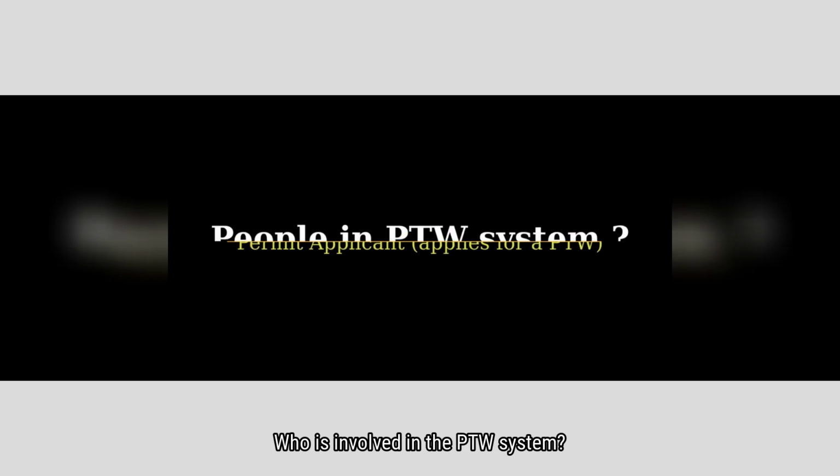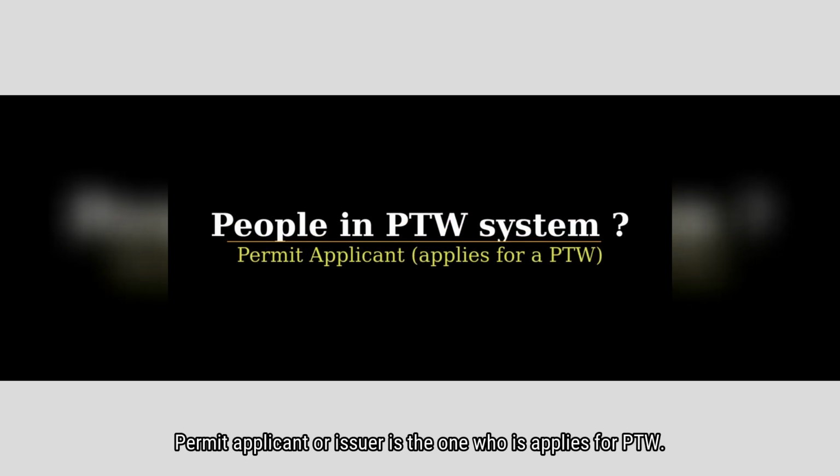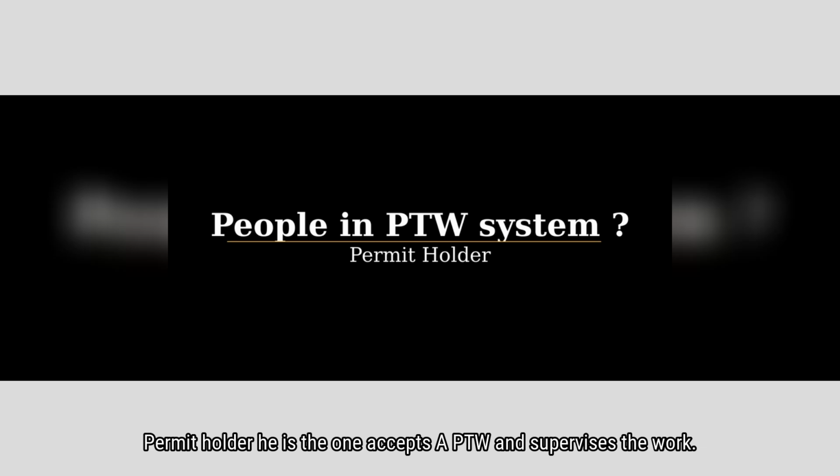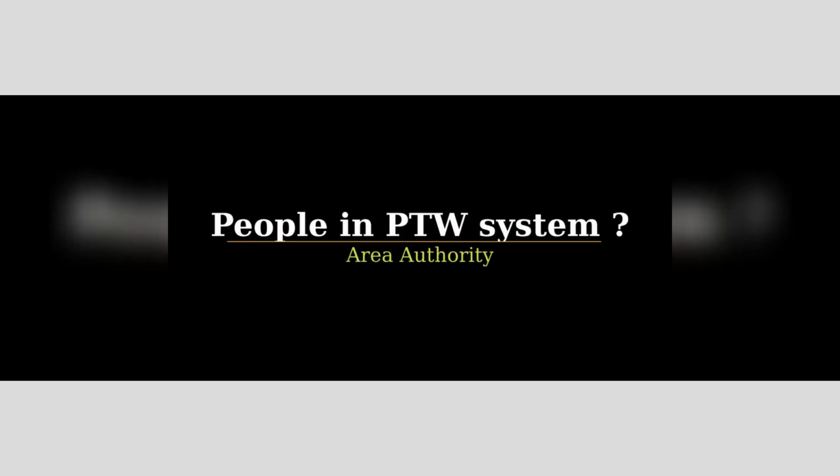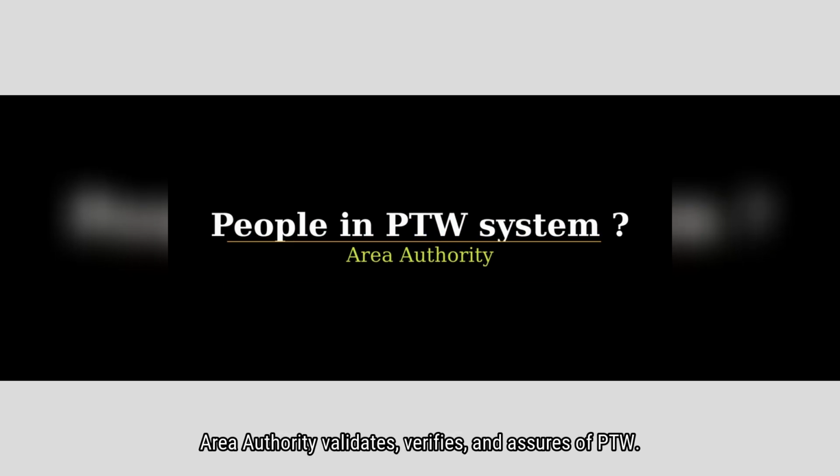Who is involved in the PTW system? The permit applicant or issuer is the one who applies for a PTW. The permit holder is the one who accepts a PTW and supervises the work. The responsible supervisor authorizes, verifies, and assures a PTW. The area authority validates, verifies, and assures a PTW.